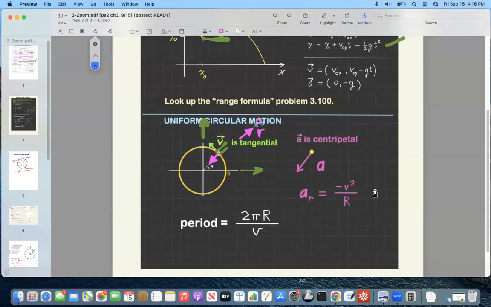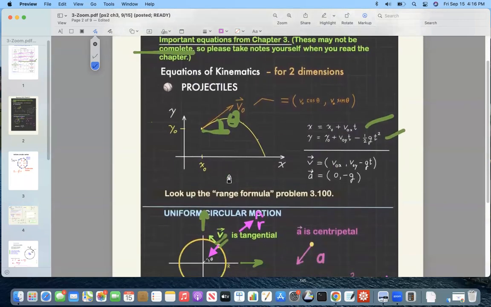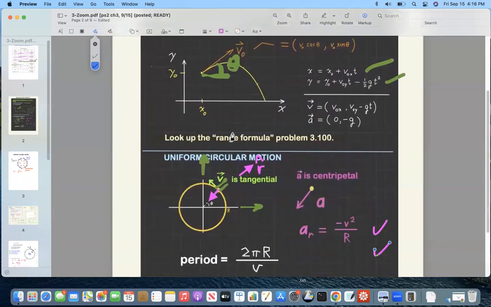So, to solve problems involving uniform circular motion, you have to know these two equations. How to relate the acceleration and the velocity, how to relate the period and the velocity. Of course, r, the radial coordinate, is a constant for a circle. R is just this capital R. All right, so those are the equations and the ideas you take away from chapter 3.